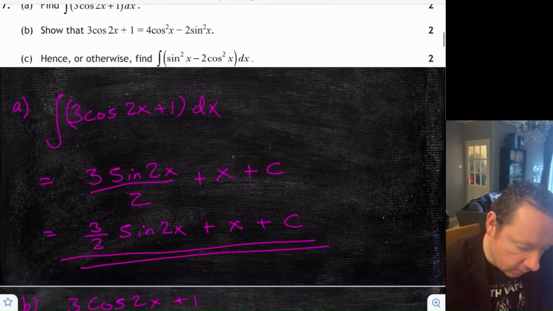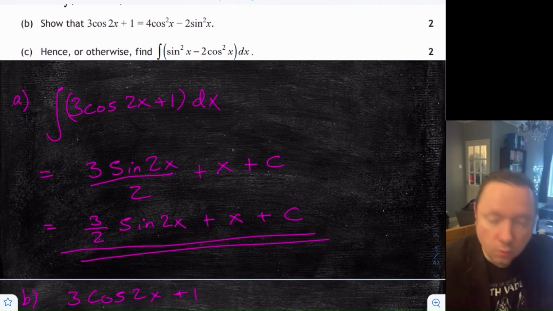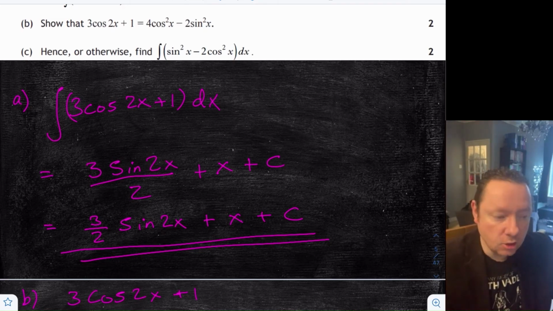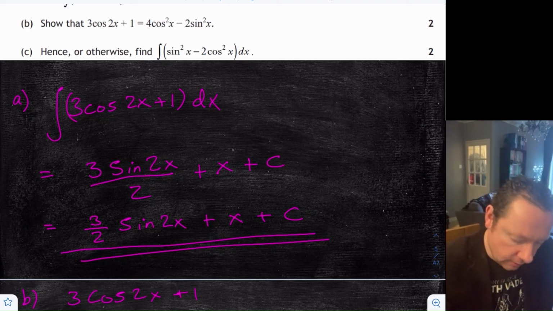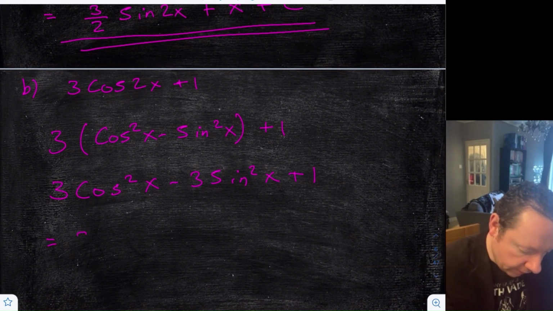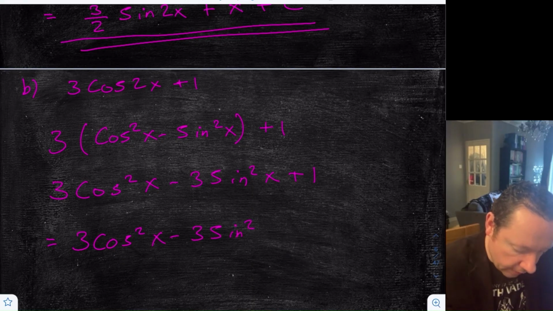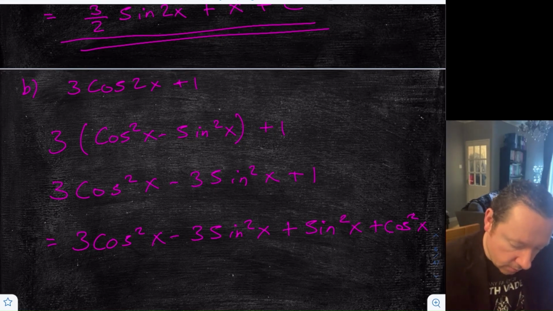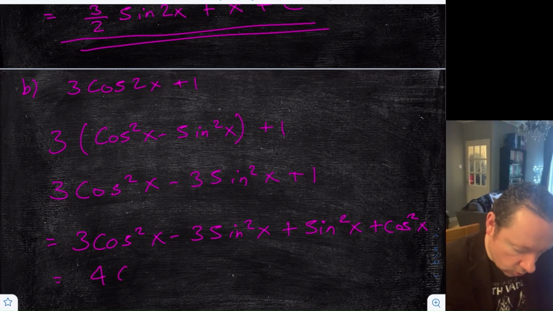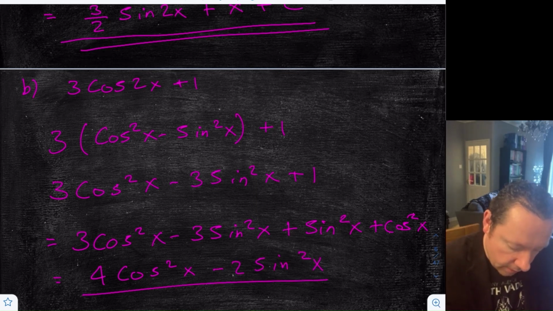Let's see what we're trying to make it look like. Well, there's no actual 1 in the question, so we're going to change 1 in a funny way, because 1 is sine squared x plus cos squared x. So taking that 1 out, we get 3 cos squared x minus 3 sine squared x plus sine squared x plus cos squared x. 3 cos squared x plus cos squared x is 4 cos squared x, and minus 3 plus 1 is minus 2 sine squared x. And we should be done there.